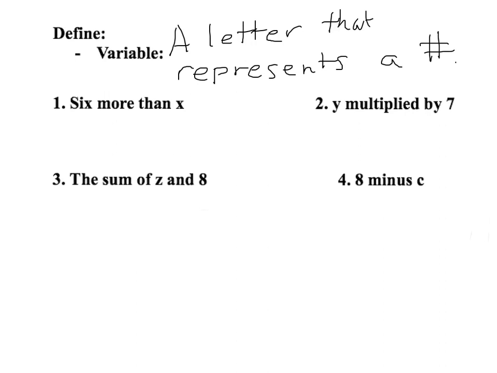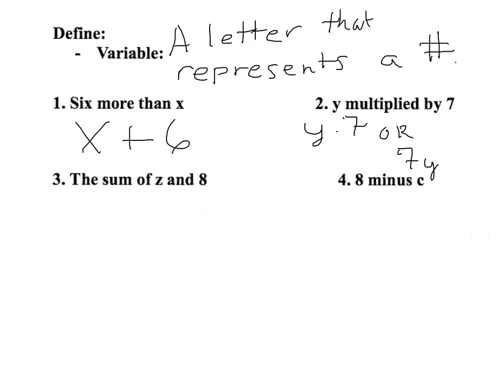If we were to write that in terms of math, well, more than x, that means we have to start with x. We start with x, and add means plus 6. That's it. Number 2, y multiplied by 7. Y, use a dot for my times symbol, times 7, or you'll more commonly see this as 7y. When a letter and number are written right next to each other, that means multiply.